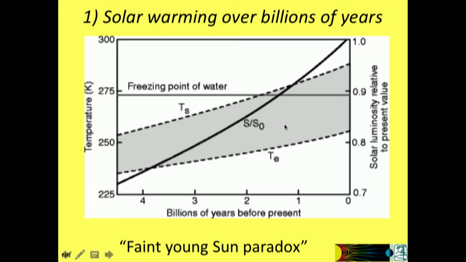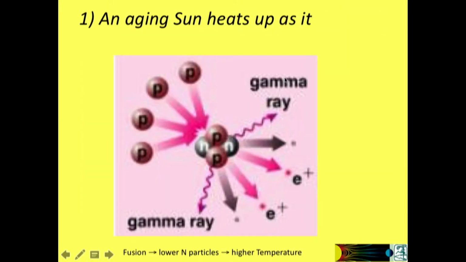Why is the sun getting warmer as it ages? Because it does fusion. An aging sun heats up as it runs out of fuel. That seems paradoxical. If it's running out of fuel, how can it get hotter? As those 4 protons combine into one helium in the fusion process, the nuclear burning in the core of the sun, more particles turn into fewer particles. Remember back to your chemistry, PV equals nRT. If the sun has approximately constant pressure, then lower n, fewer particles, means higher T, higher temperature. It's just about that simple. So as the sun creates fewer particles running out of hydrogen fuel, it makes a higher temperature and turns into a red giant.